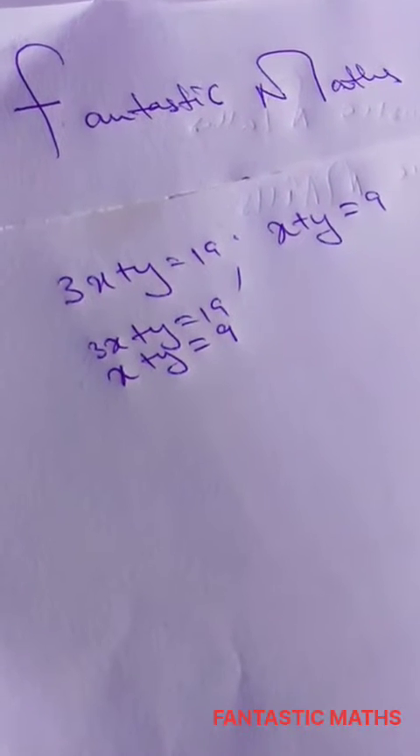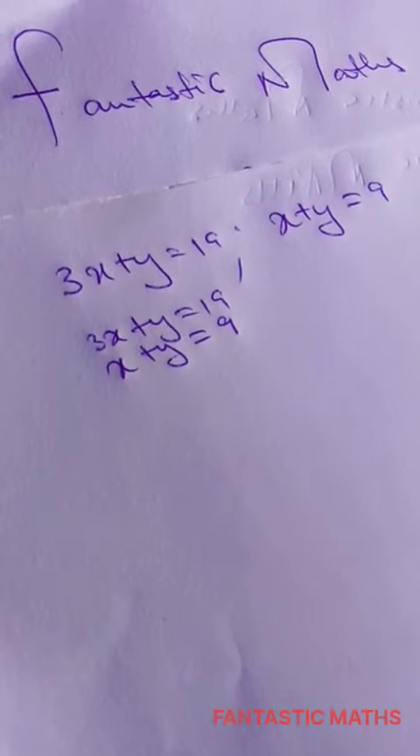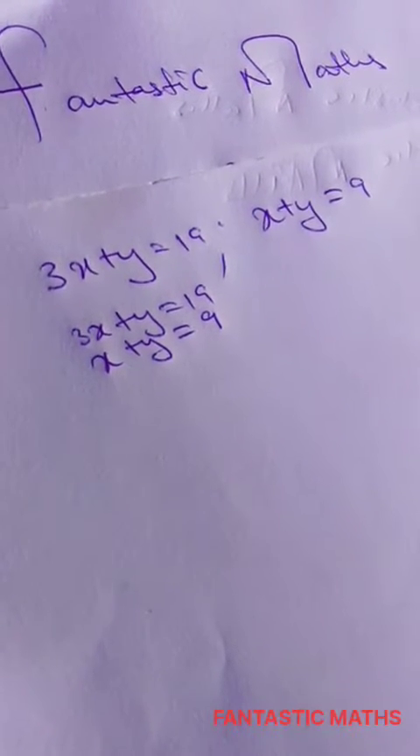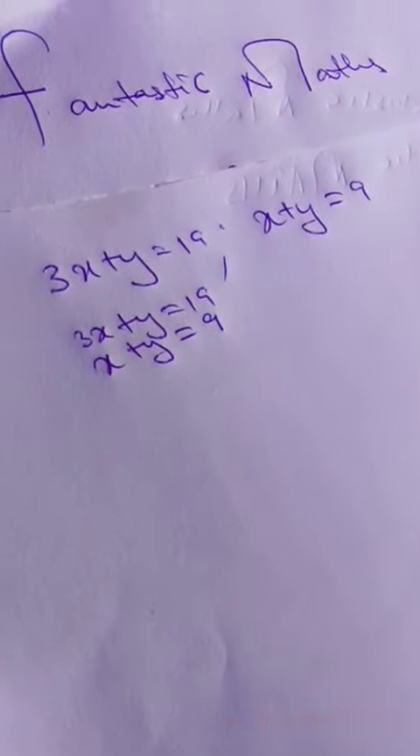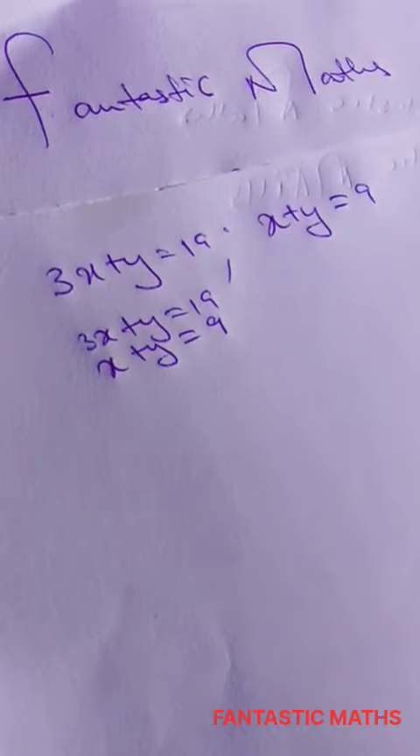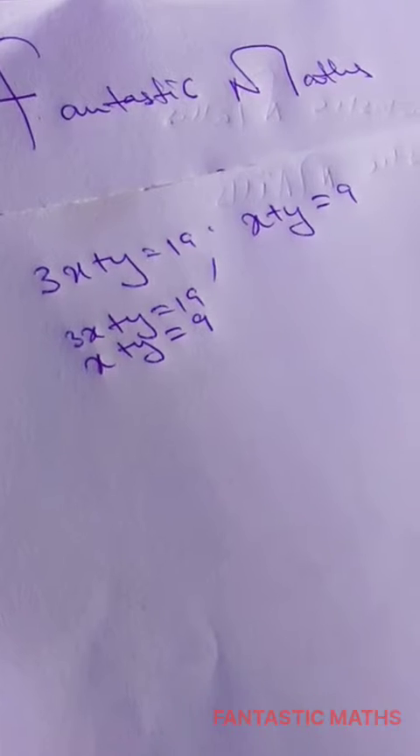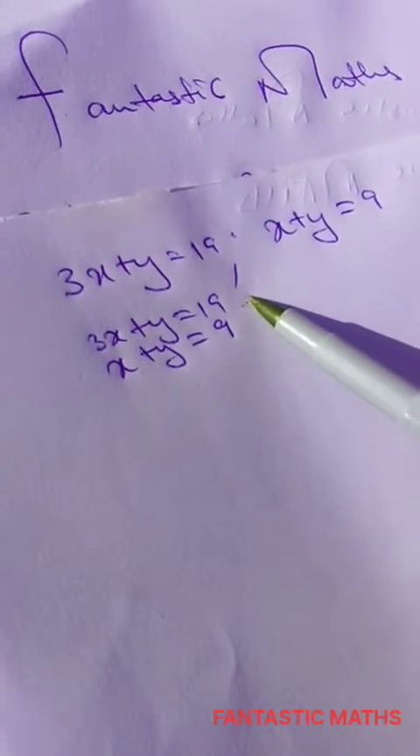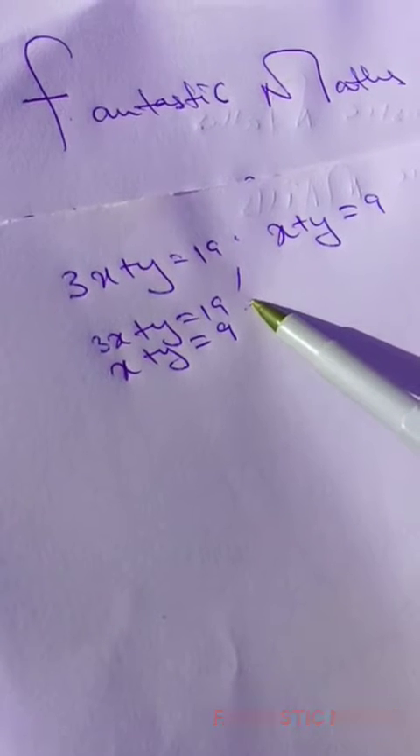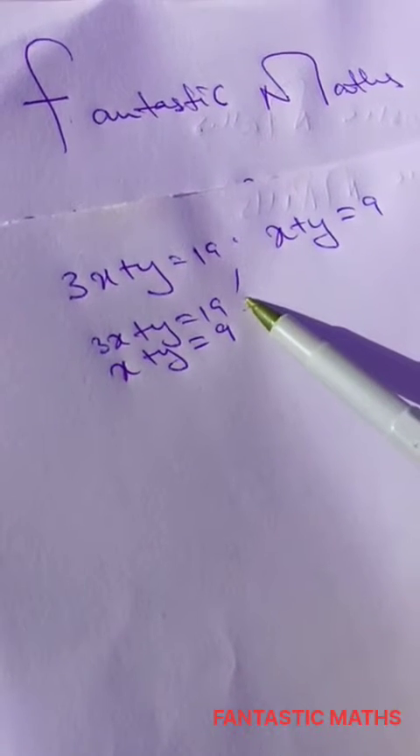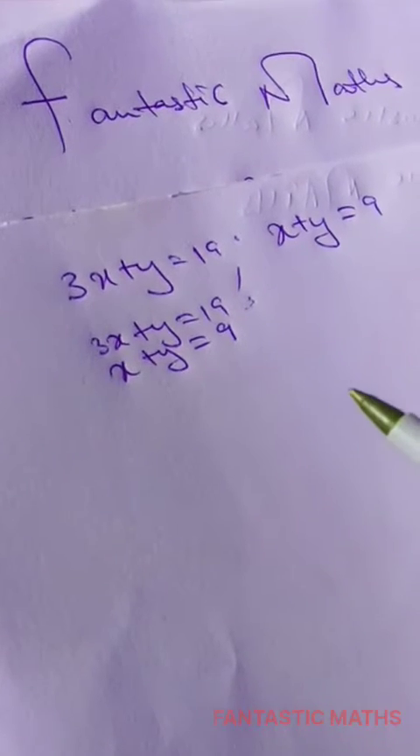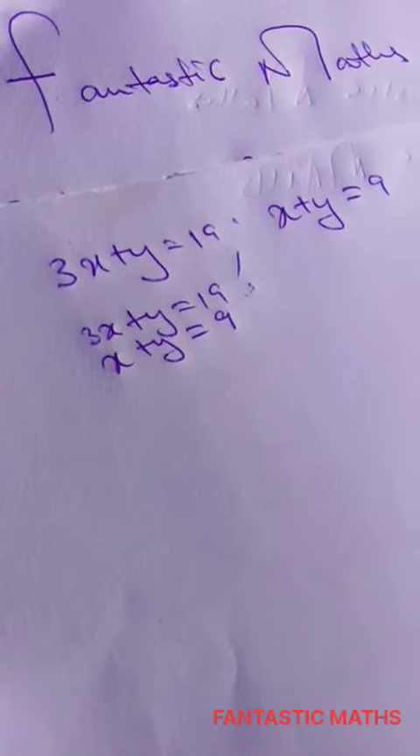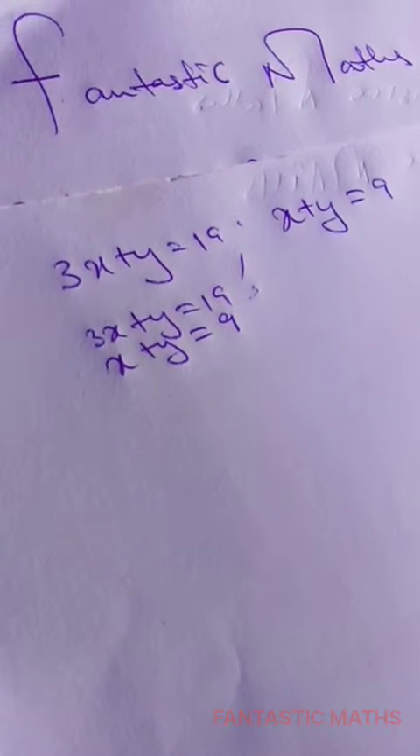So the first stage on simultaneous equations is to rearrange your equations in the same order or same form. Here we are lucky that our equations are already arranged in the same form. The second stage, which I have written here, is to write one equation on top and the other underneath the other. This is for us to be able to solve our simultaneous equations easily.